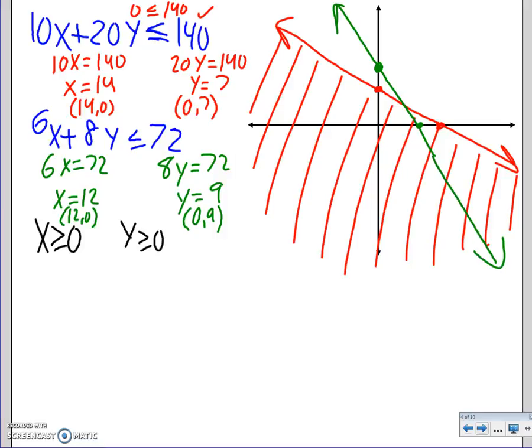And test point, I'm plugging 0, 0. Well, the left side turns to 0. The right side stays the same, 72. Is 0 smaller than 72? That's true. I'm going to shade everything on the side of 0, 0.